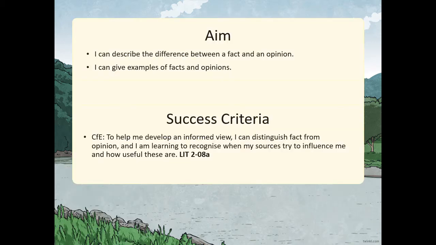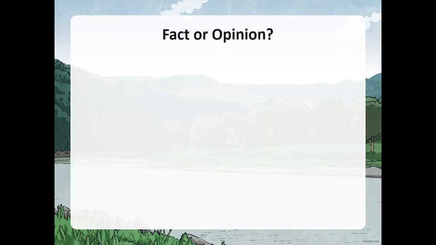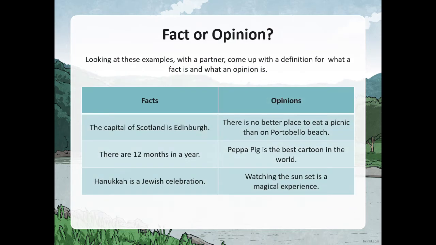So the aim today is that you're going to be able to describe the difference between a fact and an opinion, and you will be able to give examples of facts and opinions. So let's look. Fact or opinion? That is the question. So here in this column, we're going to come up with a definition for what is a fact and what is an opinion. But here in this column, we have facts, and here in this column, we have opinions.